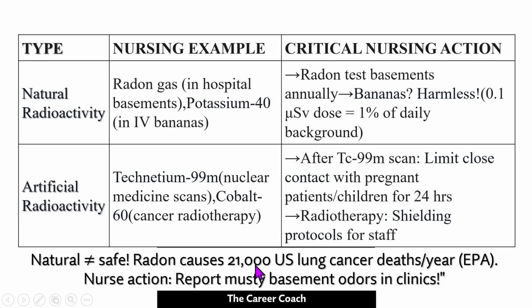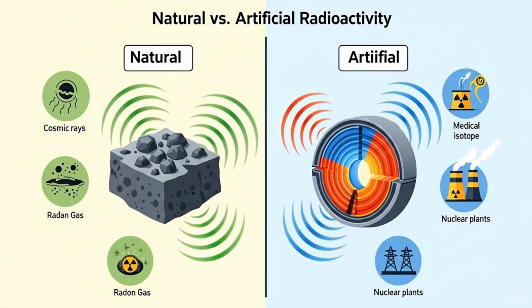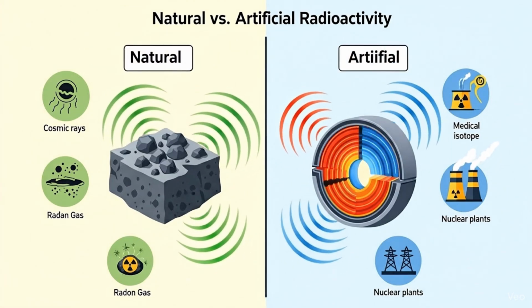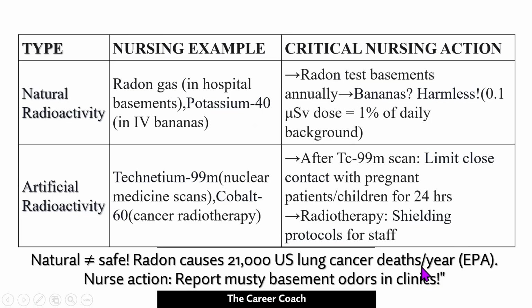Radon causes 21,000 US lung cancer deaths per year. This is researchable according to the EPA. What should the nurses do? Report musty basement odors in clinics. And if you are in the clinic and you perceive musty basement odors, these must be reported. This is a typical sign of a cancer risk.